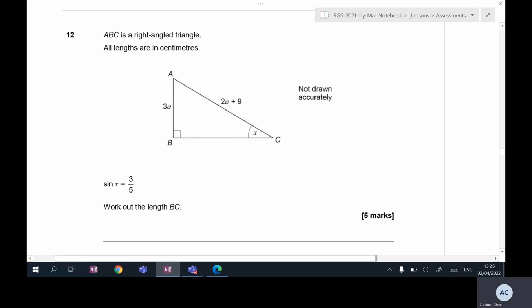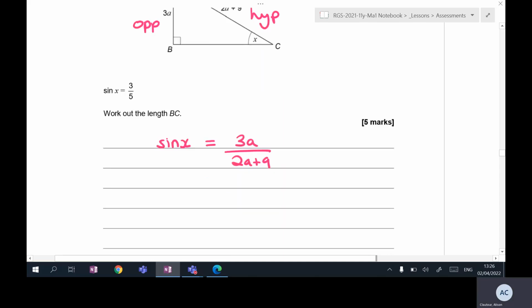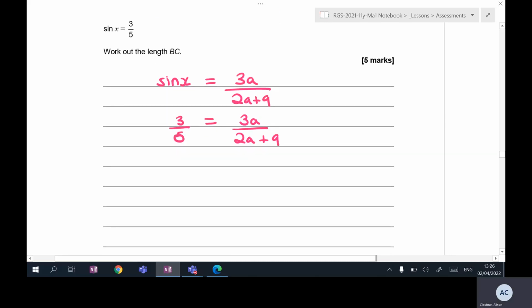Question 12 is giving us a right-angled triangle, and it's giving us the ratio for sine x. Okay, so remember, sine x is your opposite side divided by your hypotenuse. So we know that sine x is the opposite side, so 3a over 2a plus 9. And we also know that it equals 3/5. So we can make an algebraic fraction equation out of that information and then cross multiply.